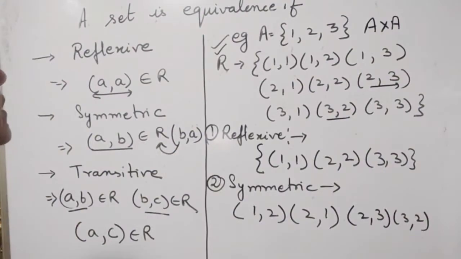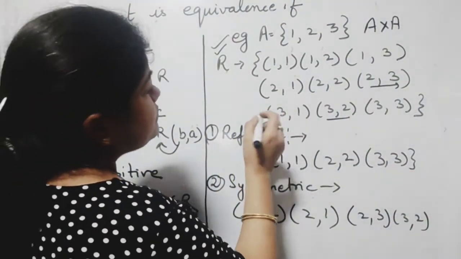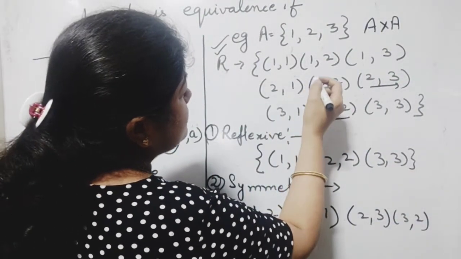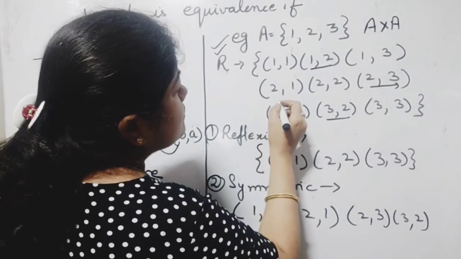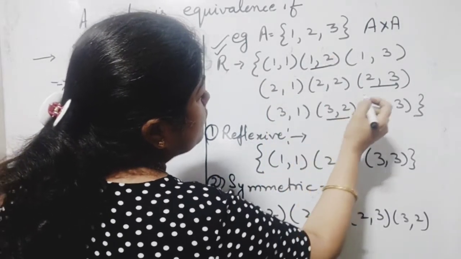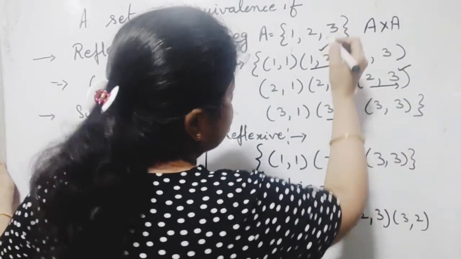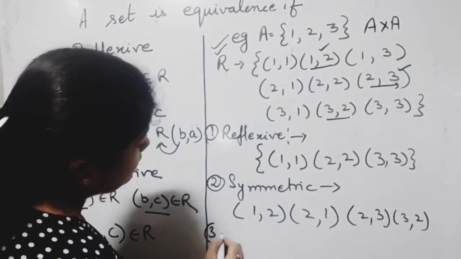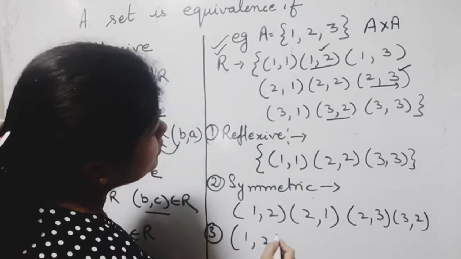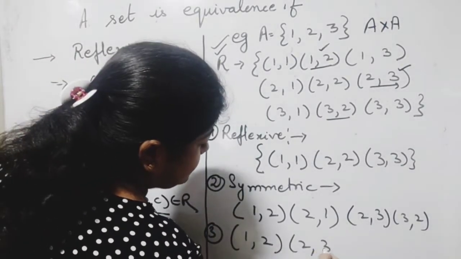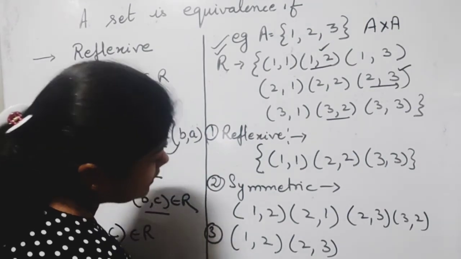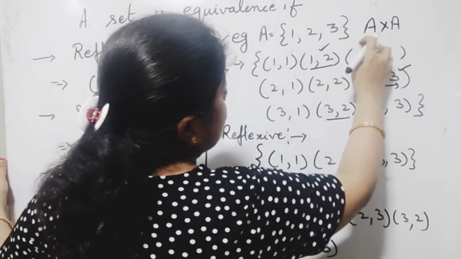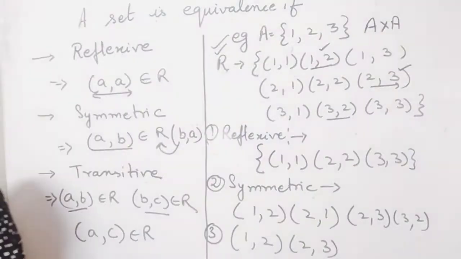So, for transitive, if we search over here, for example, we have 1, 2. Then, for the 2, we find 2, 3. For example, we have ordered pair 1, 2, then 2, 3. Now we have to search, is there any ordered pair of 1, 3? And we find it is again in the set 1, 3.